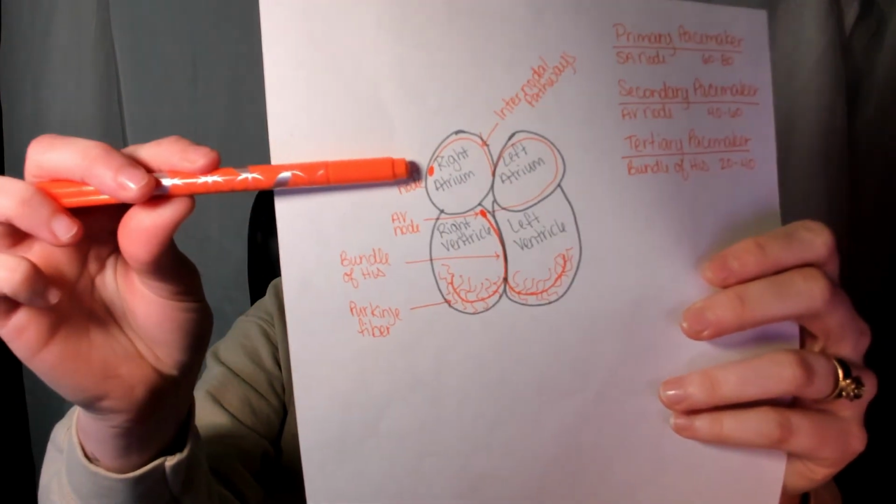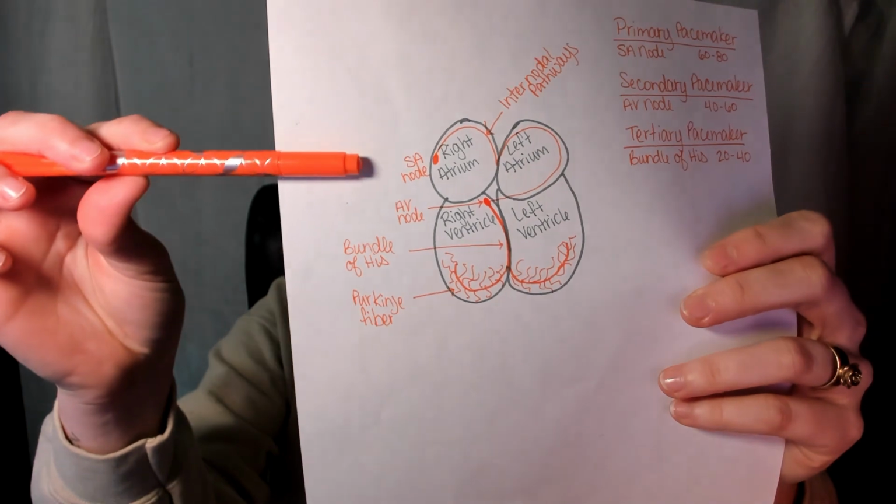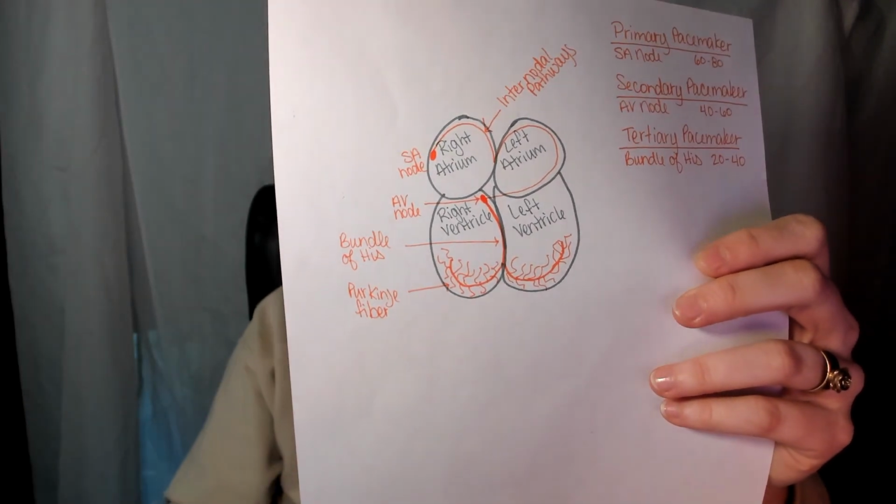atrium, and it's the heart's natural pacemaker, and it produces your electrical impulses, current signals for the heart to beat. So this is our SA node right here in our right atrium. SA node, little dot there, little mass of tissue.